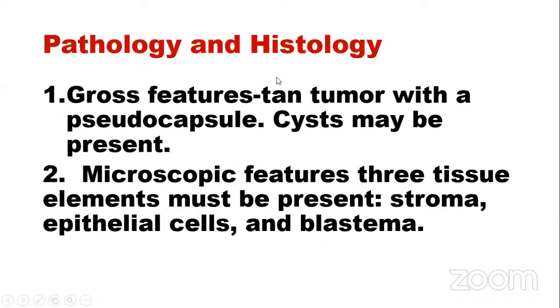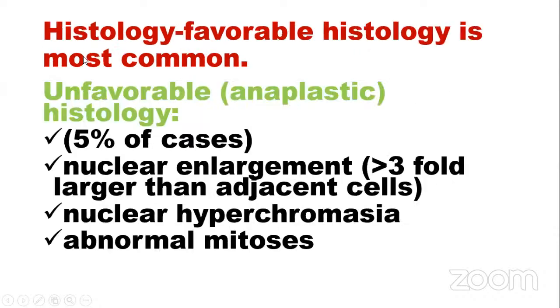Pathology and histology. Gross features: tan tumors with a pseudocapsule; cysts may be present. Microscopic features: three tissue elements must be present, that is stroma, epithelial cells and blastema. This is the microscopic feature of Wilms tumors. But the gross feature is that the tumor has a pseudocapsule. Cysts might be present, but mainly a pseudocapsule.